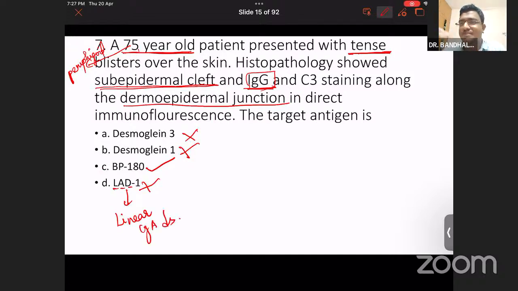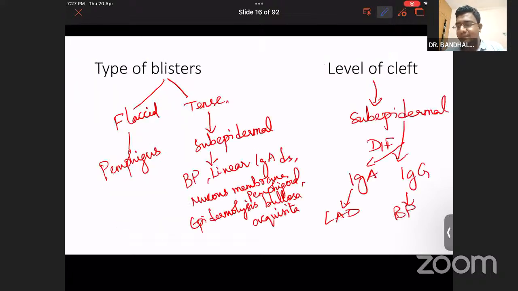So you have to see step by step. First clue, second clue, third clue, fourth clue. So it will be easy for you to identify the answer. BP 180.